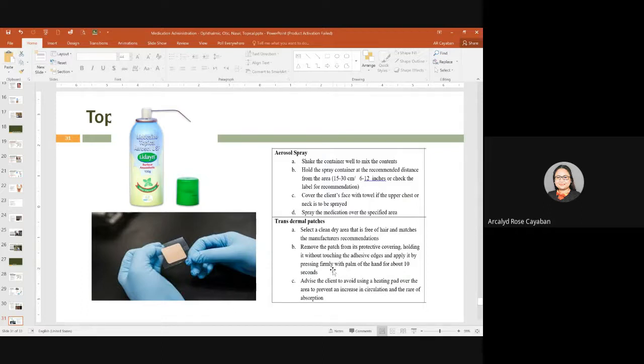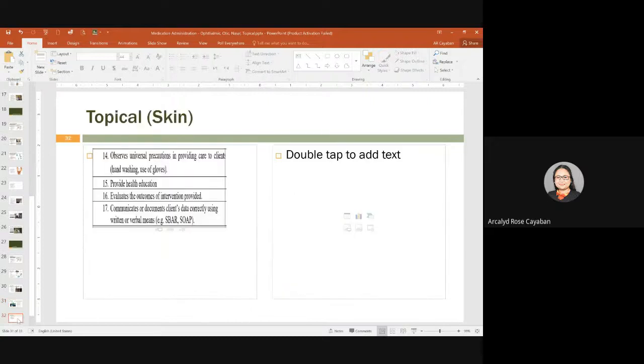Please take note that in case the patient is sweaty, you have to clean the site properly or prepare the skin properly. Of course, you have to advise the client to avoid what? Using heating pads over the area. Why? To prevent increase in circulation and possible hindering in the absorption of the medication. And of course, you have to observe universal precaution again. Document and provide health education to the client. And last but not least, evaluate the outcome.